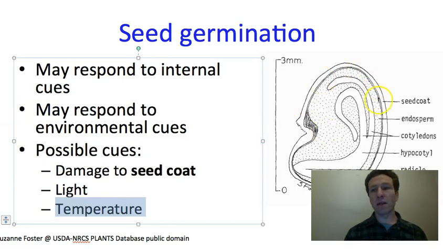And here's a diagram of a seed. This is just to remind you that the seed coat is the outermost layer. We can sketch that on. It's this layer out here.